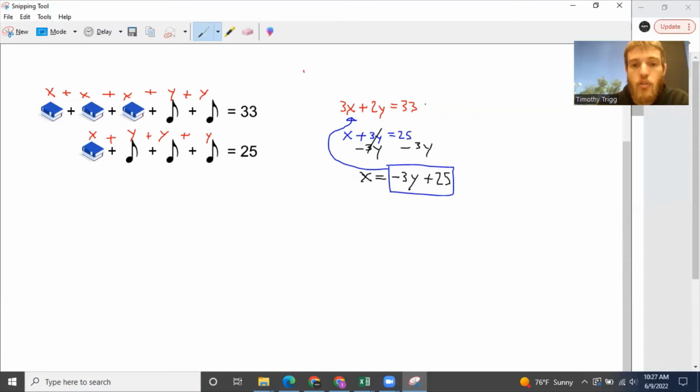Okay, so how would I rewrite this equation substituting the x for the value of x? In this case, that would be 3 times the value of x. So what's the value of x? Negative 3y plus 25. And then we also have a plus 2y. And then it still says equals 33. Okay? Hopefully that makes sense.